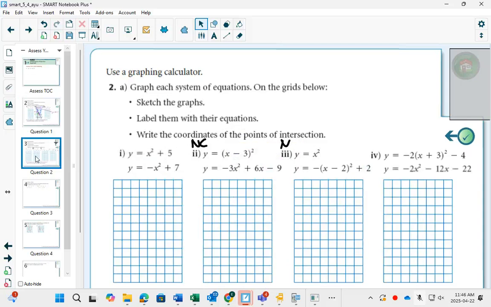Question 2, we're going to do one of these together. Question 2 are all non-calculator. And we'll do the first one together.